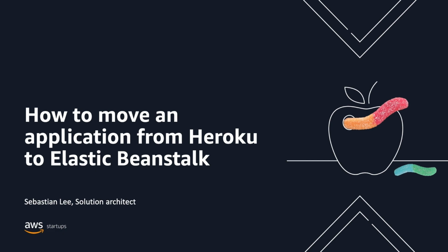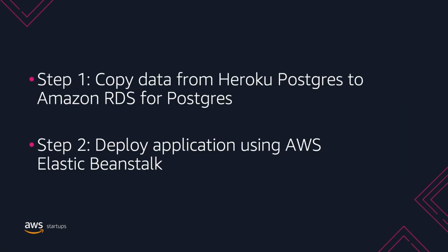So in this demo, I'll be showing you how you can move an application from Heroku using Postgres database to AWS Elastic Beanstalk and Amazon RDS for Postgres. The move will happen in two steps. Step one, we will copy the data from Heroku Postgres to Amazon RDS for Postgres. Step two, we will deploy the Node.js application onto Elastic Beanstalk, pointing to the newly created RDS instance.